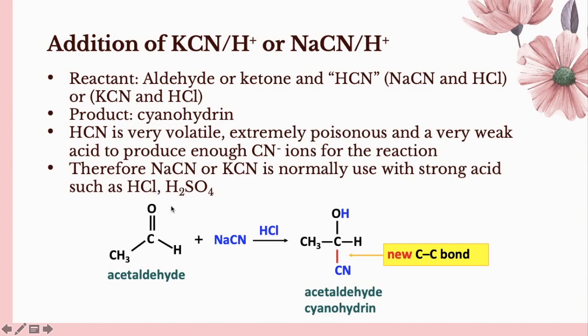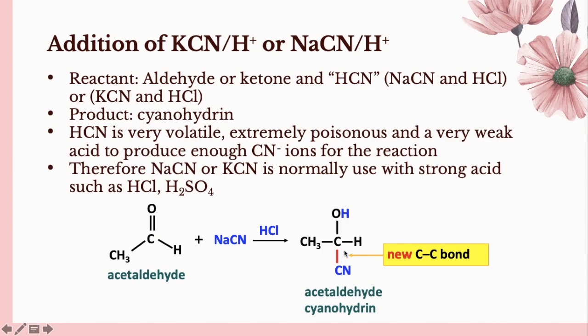So this is aldehyde, it can be ketone as well, reacts with NaCN or KCN in the presence of strong acid. Here we use HCl. The product will be cyanohydrin. The name before cyanohydrin must be the name of the reactant. In this chemical reaction, the reactant is acetaldehyde, so the product name is acetaldehyde cyanohydrin.